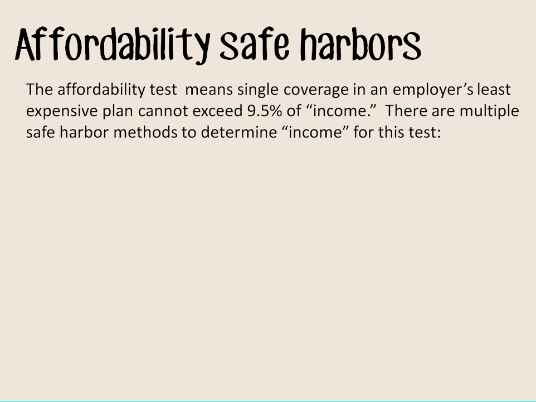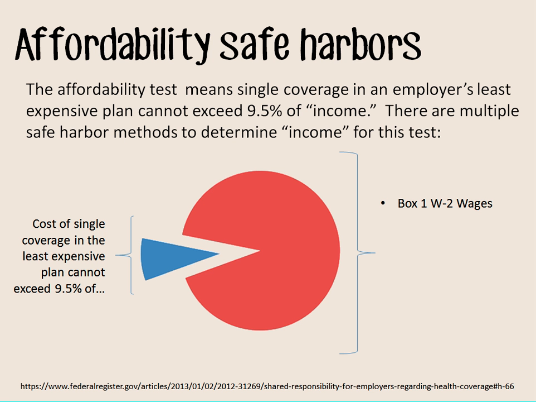Well, the affordability test is still based off of single coverage in the employer's least expensive plan, and it cannot exceed 9.5% of income. Now, there are of course multiple safe harbor methods for determining what exactly income is. One option is to use the employee's Box 1 W-2 wages as a basis for the income test. So the single coverage in the least expensive plan could not exceed 9.5% of Box 1 wages. There are also two other methods that are available.